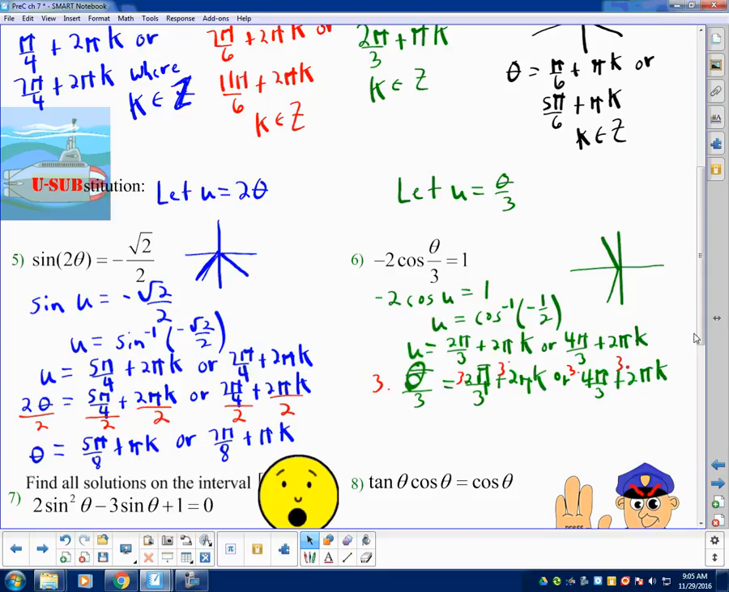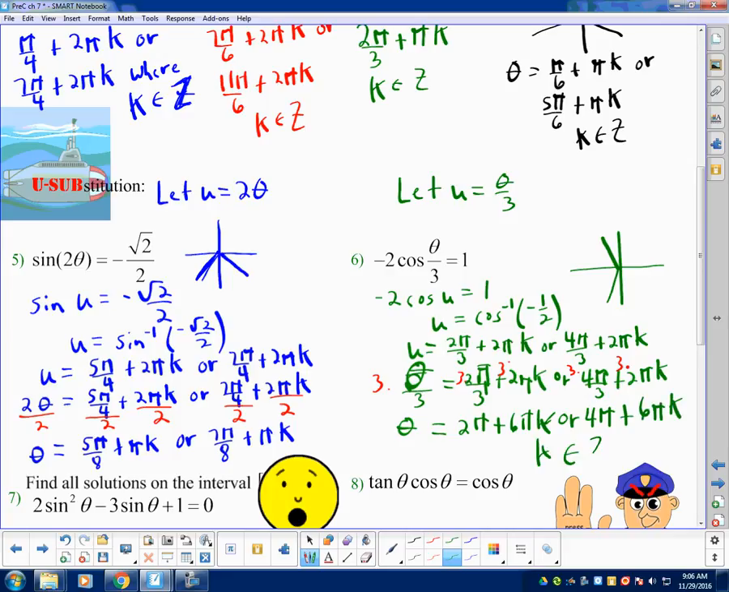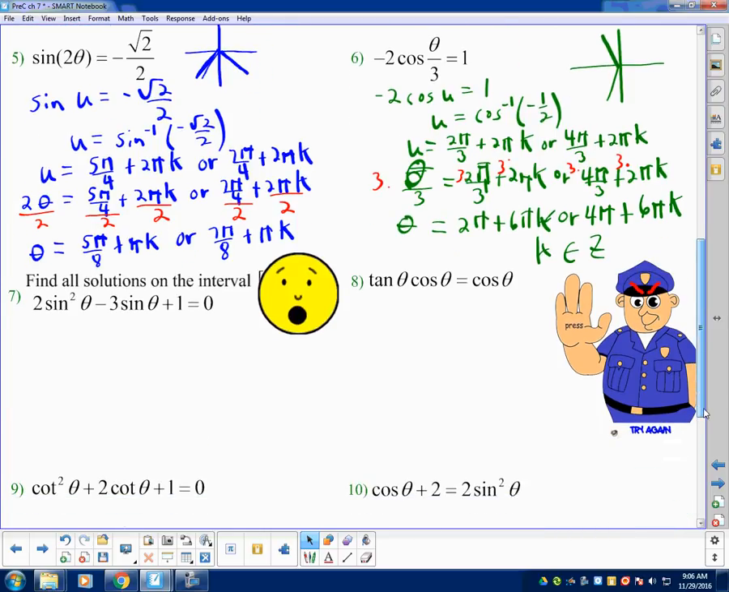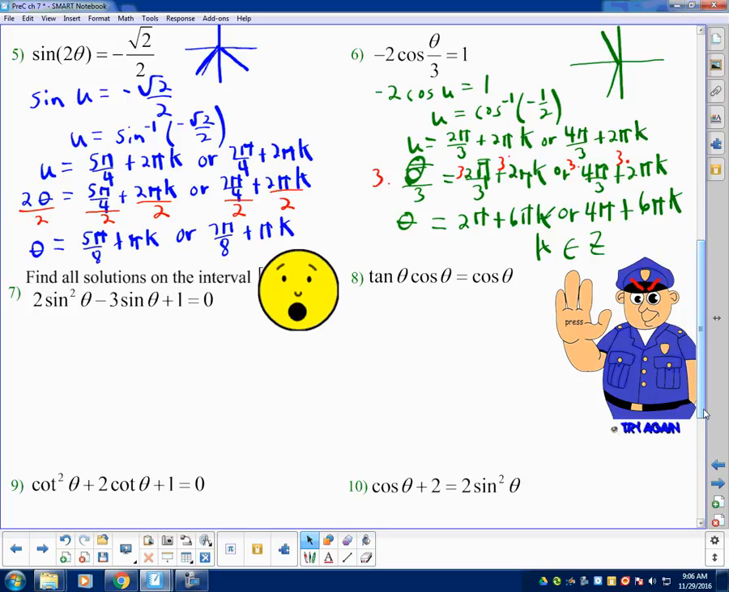But the 3's cancel here, leaving me just theta equals 2 pi plus 6 pi k. Or here the 3's would cancel, leaving me just 4 pi plus, and then once again 6 pi k. We should probably say where k is an integer. So there it is.